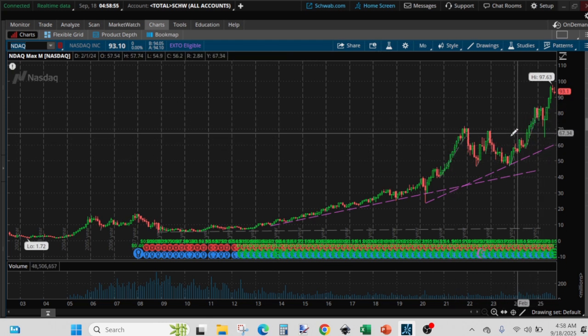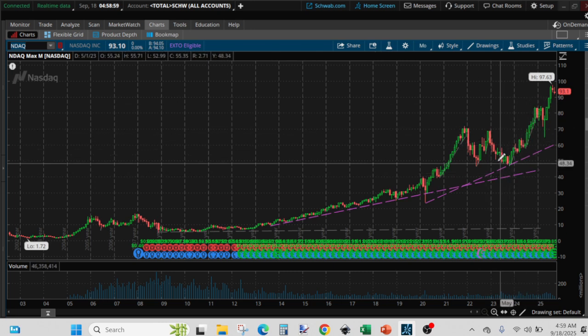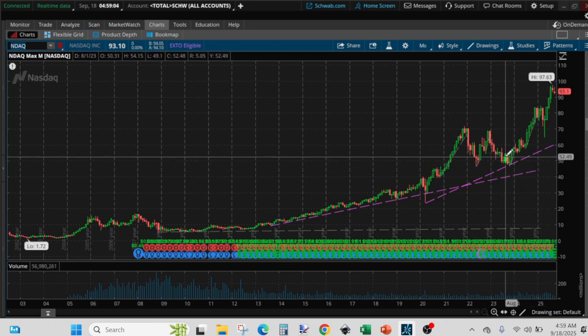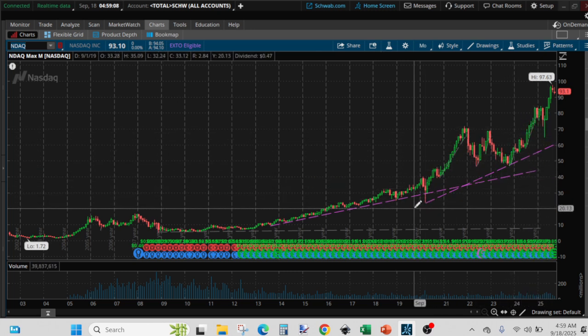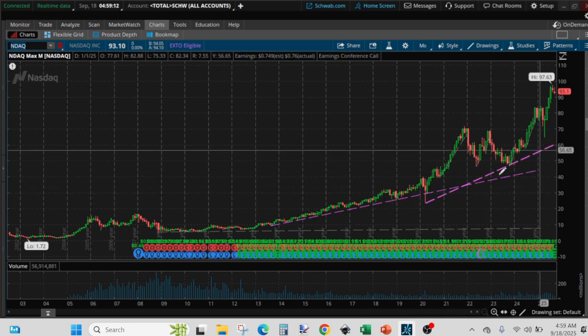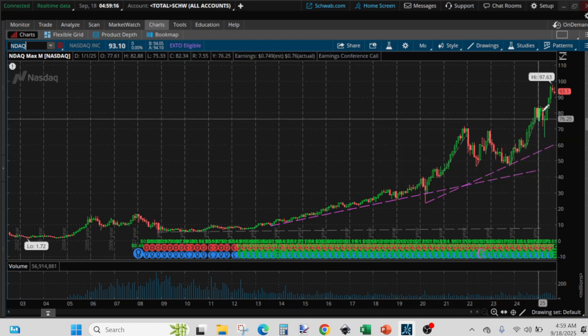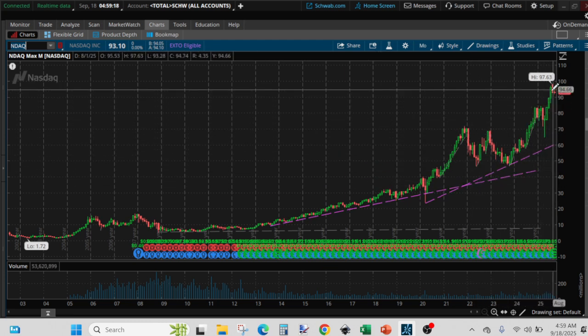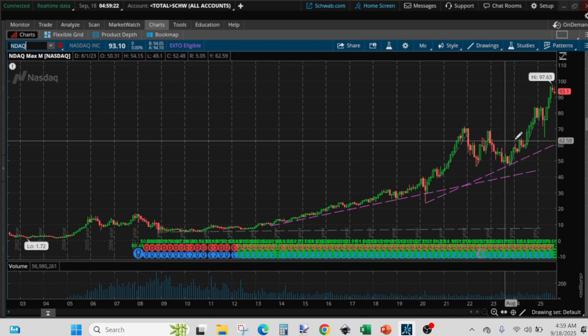So once you know that it is making higher highs, that was one thing, and we wanted to make sure the lows are not going lower than the previous one. So you want the higher highs and the higher lows to trace your uptrend lines and make sure that it is a good one.